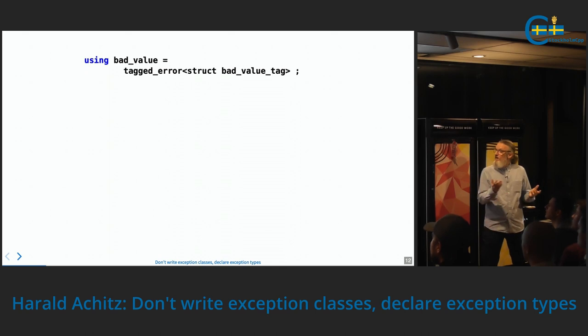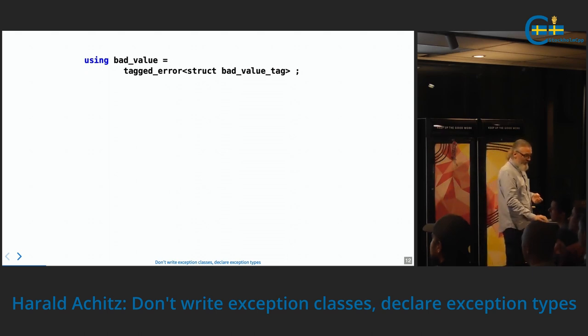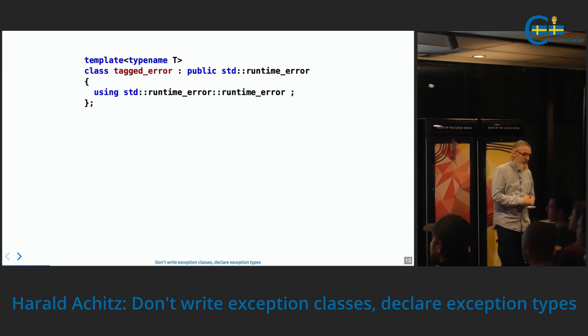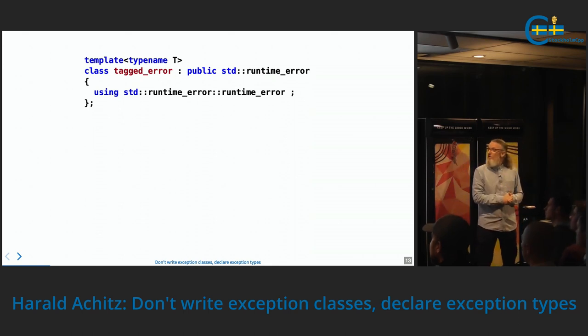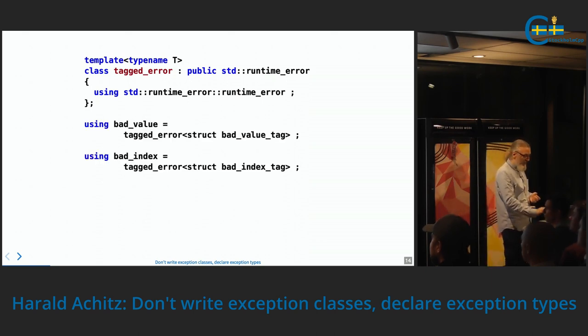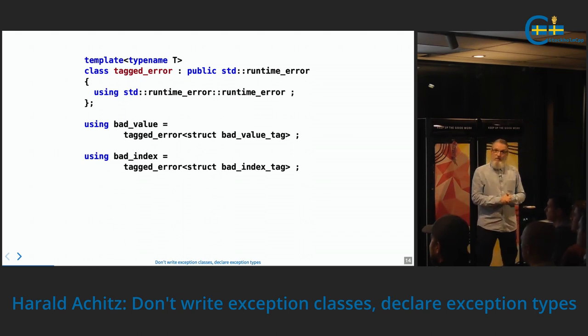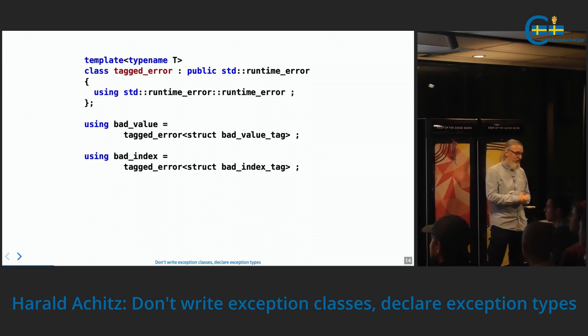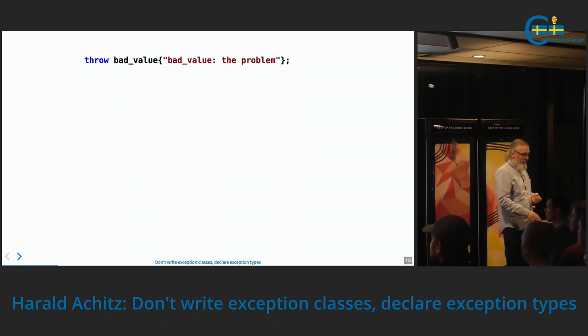We actually say, OK, I have a tagged error. What is it? I give it some class. It doesn't need to exist, this class. And the implementation of this looks like this. So it's a tagged error. It derives from runtime_error. And with the class, it will become a unique type. So you can create a lot of different types based on runtime_error, if you want. And you can declare them with one-liners. And then you can declare as many errors as you want. And the constructor works. And I would be basically nearly done.